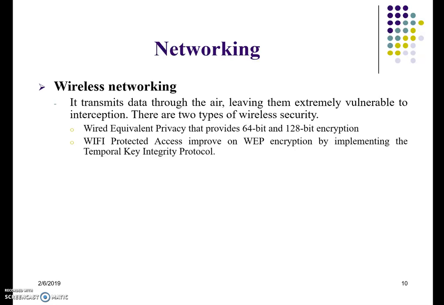Wireless networking transmits data through the air, leaving it extremely vulnerable to interception. The two types of wireless security are Wired Equivalent Privacy (WEP) and Wi-Fi Protected Access (WPA). Wired Equivalent Privacy provides 64 and 128-bit encryption. Wi-Fi Protected Access improves on WEP encryption by implementing the Temporal Key Integrity Protocol.